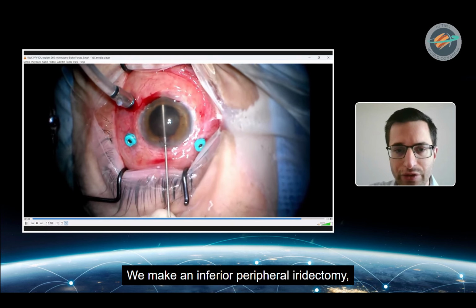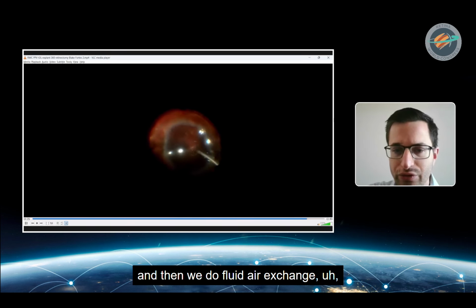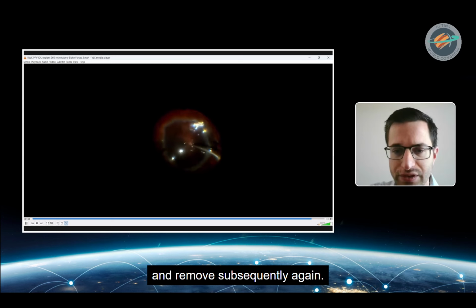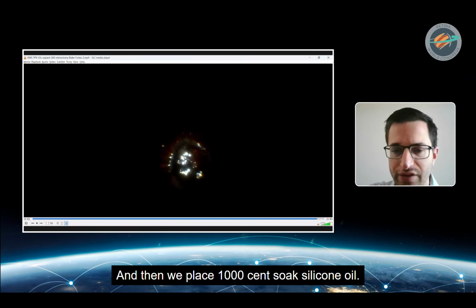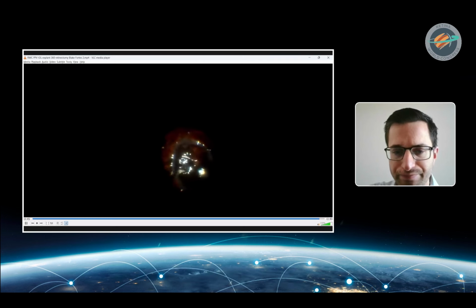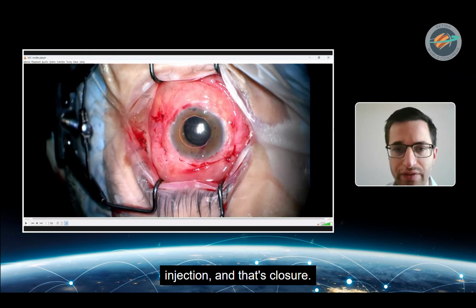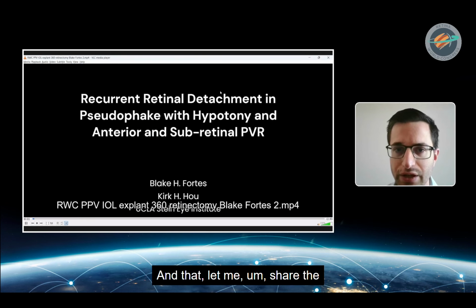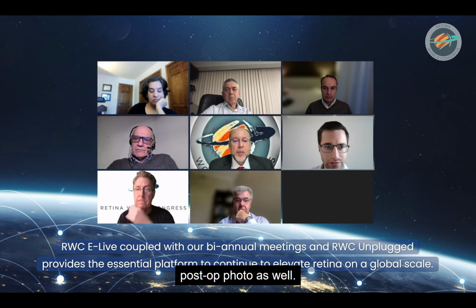We make an inferior peripheral iridectomy. And then we do fluid air exchange, remove the perfluorocarbon liquid, rinse and remove subsequently again. And then we place 1,000 centistoke silicone oil. And then we also did an intravitreal methotrexate injection, and that's closure. And then let me share the post-op photo as well.